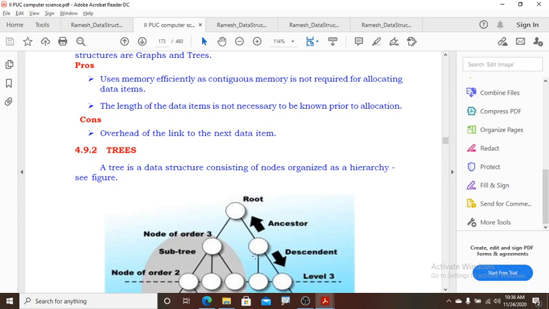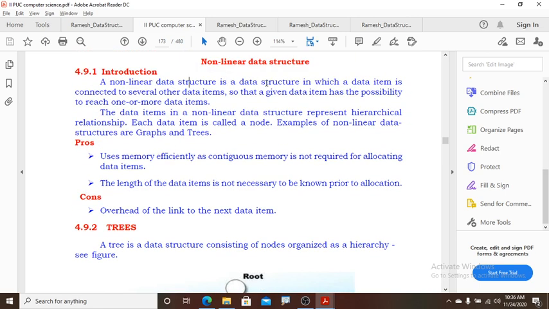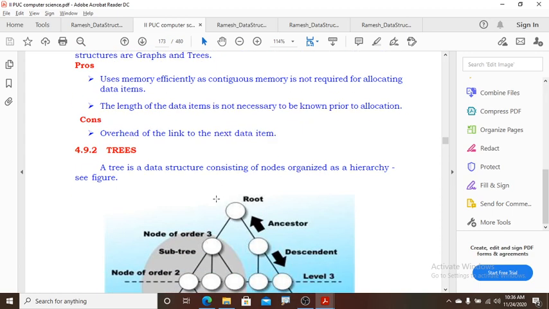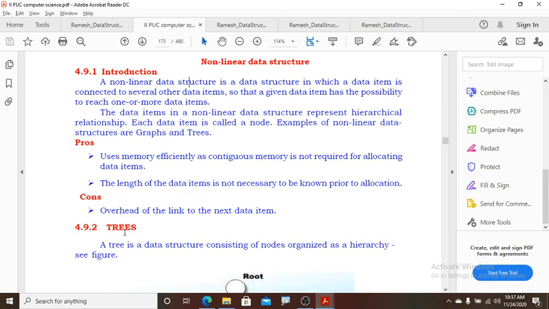This is another, and this is another. It is connected, right? So a nonlinear data structure is a data structure in which a data item is connected to several other data items. This is another data item. This data item is generally called a node. Examples of nonlinear data structures are graphs and trees.